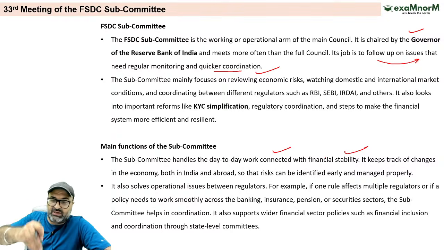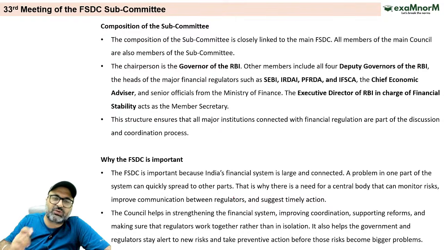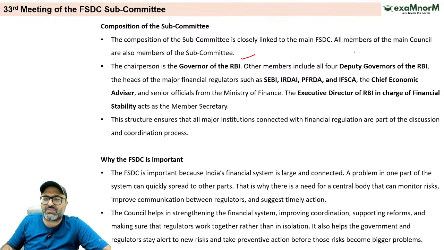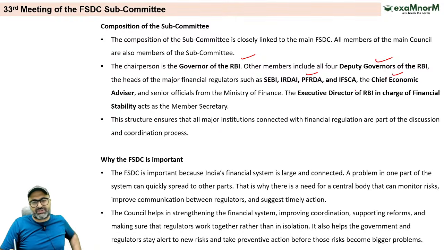That means the operational work is not done by the FSDC, but by a subcommittee of it. They also solve the operational issues. If there is any issue between the regulators, it is responsible for solving that issue. It includes the Governor of RBI as the chairperson, as well as all the deputy governors, the chairmen of regulatory bodies, and the chief economic advisor as members.